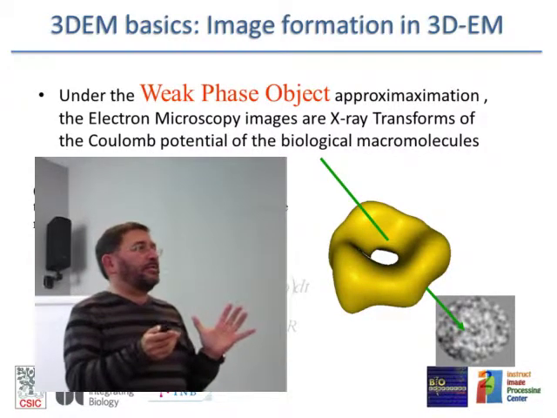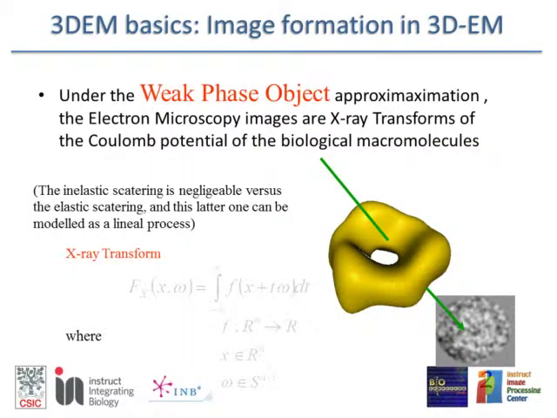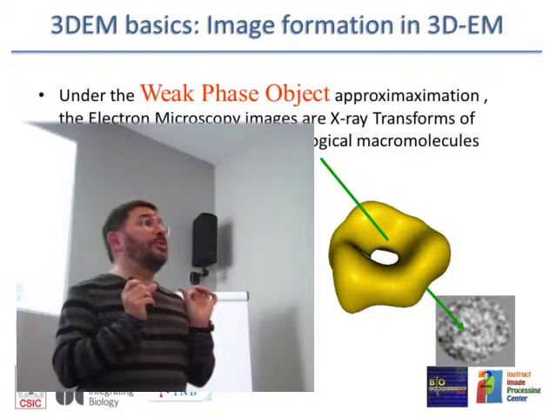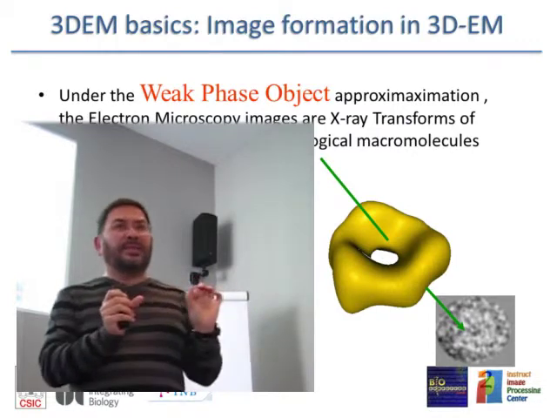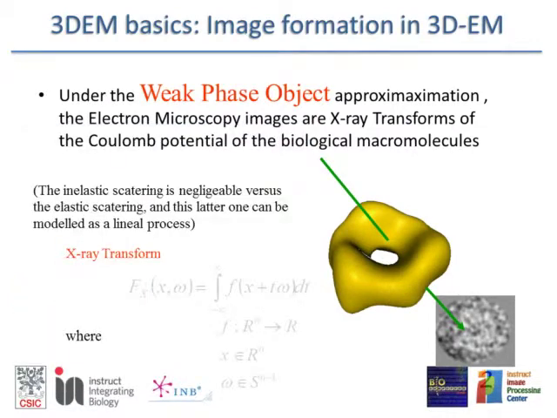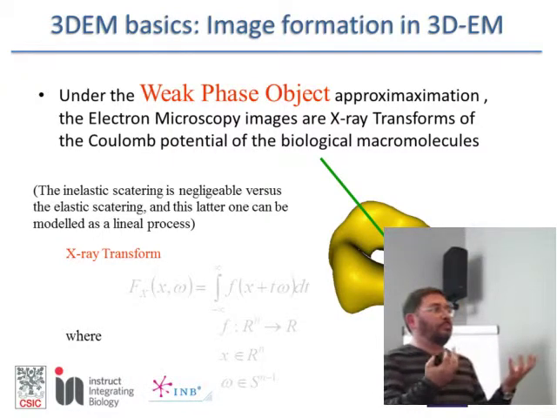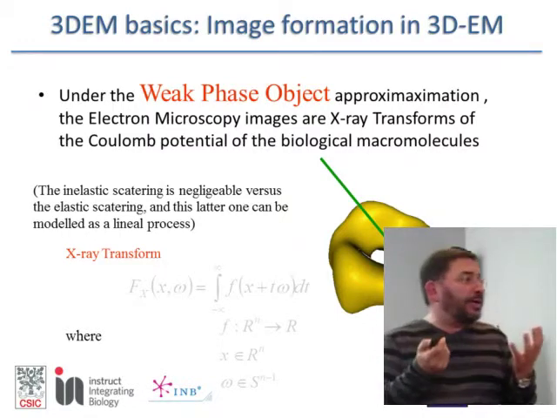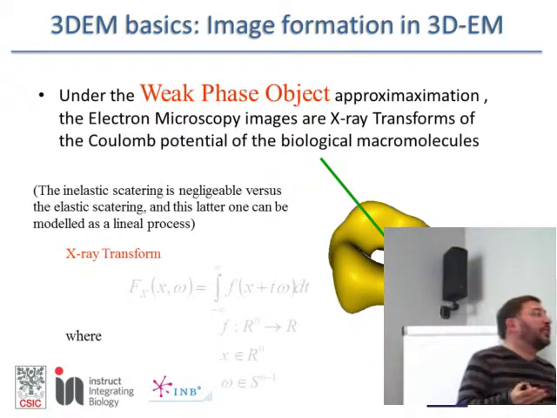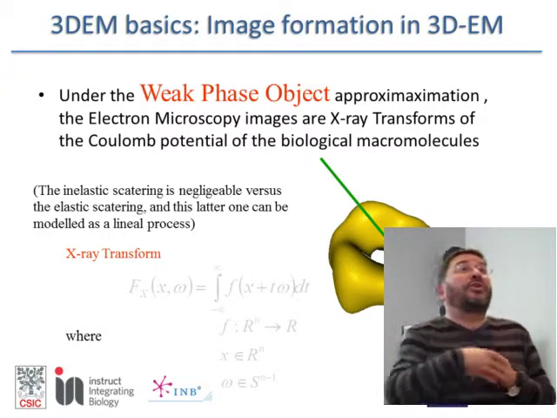If the specimen is not so transparent, then my images are much more complex to understand in terms of the 3D structure of the specimen. Some of you are coming from material science. Do you think your high atomic number materials are going to be very transparent to the electrons? No. So all these approximations break. So you cannot work in the limit of weak phase object, and everything I'm going to say is not possible. You have to go to another mathematics.